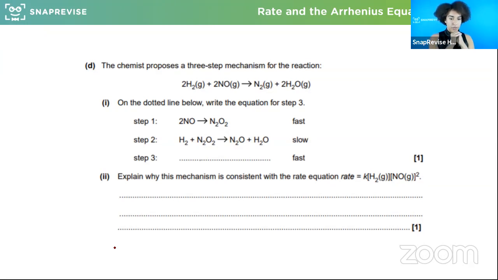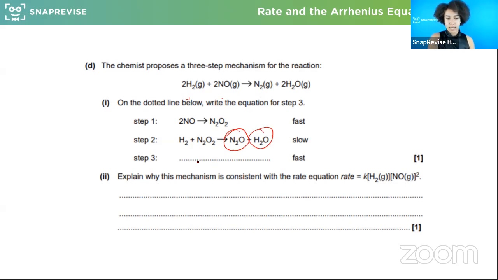So let's have a look at this process for creating N2. It's giving us a lot of the steps already. We know that we've got 2 H2, 2 NO, and then an N2 and 2 H2O as our products. It's telling us that the first step is the fast one. And by the second step, we've only got N2O and H2O, but we want N2.